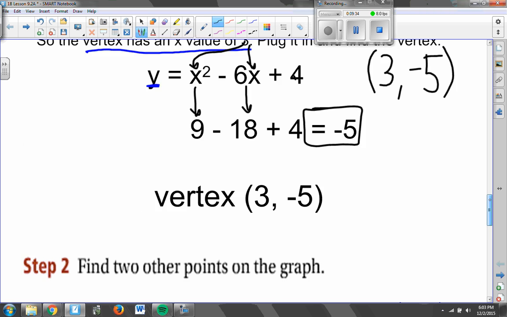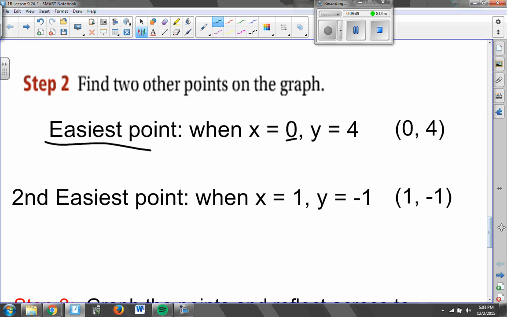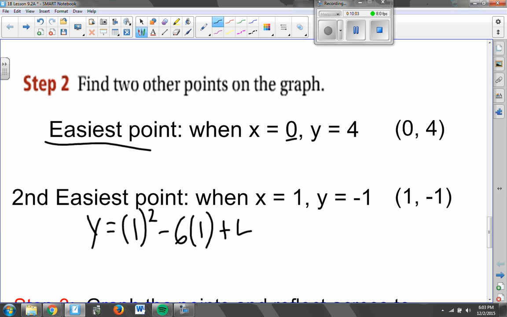Just a reminder that our equation is 1x squared minus 6x plus 4. If we put 0 in for that x, gone, plus 4, positive 4. Okay. Second easiest point, in my opinion, is x equals 1. Because if I put x equals 1 into my equation, I have 1 squared minus 6 times 1 plus 4. 1 squared is 1, minus 6 times 1 is 6, plus 4. 1 minus 6 is negative 5. Negative 5 plus 4 is negative 1, so y is negative 1.